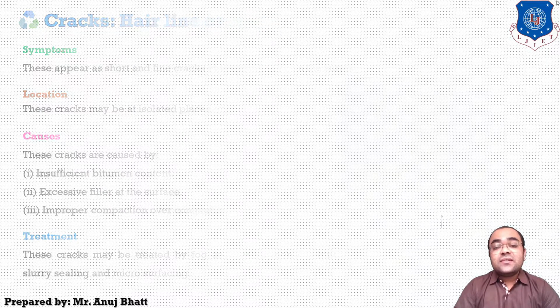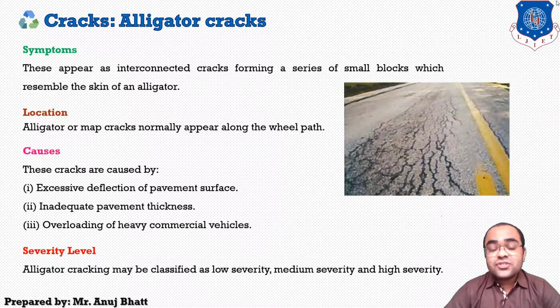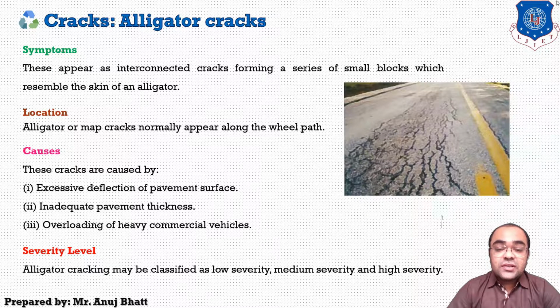Next are the alligator cracks. The symptoms of alligator cracks are interconnected cracks forming a series of small blocks which resemble the skin of an alligator. As for location, such cracks normally appear along the wheel path.